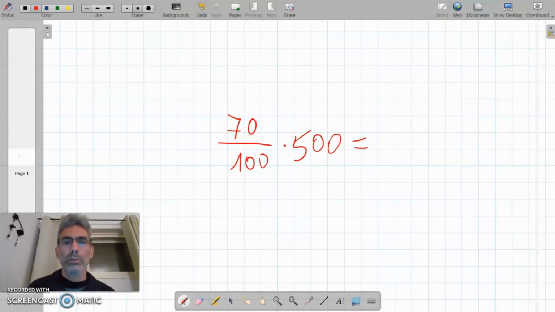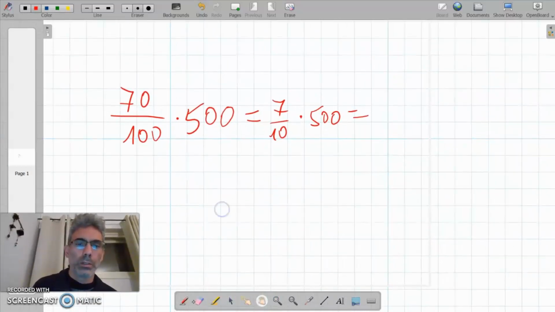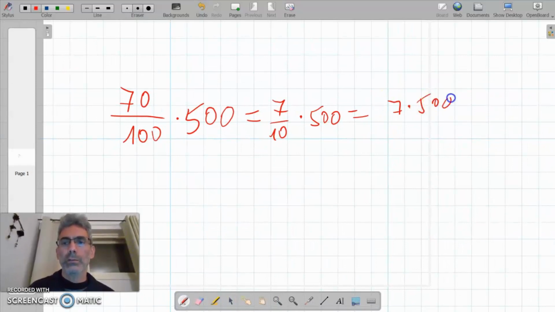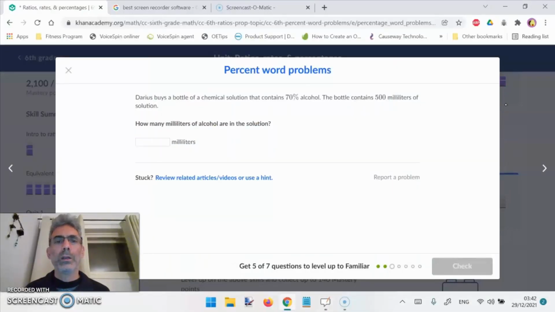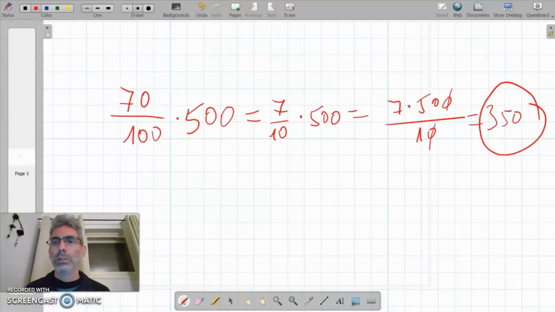So this equals 70 over 100 times 500. I can simplify this, so this equals 7 times 500 over 10. I can simplify this and it becomes 7 times 50, which is 350. So this is the answer. 350 milliliters of alcohol are in the solution.